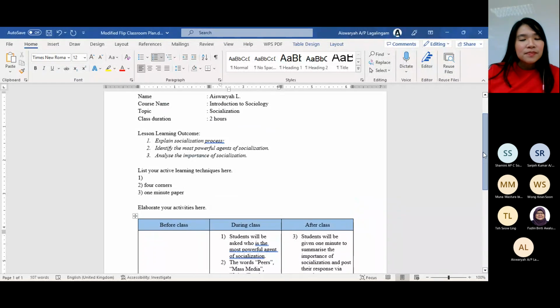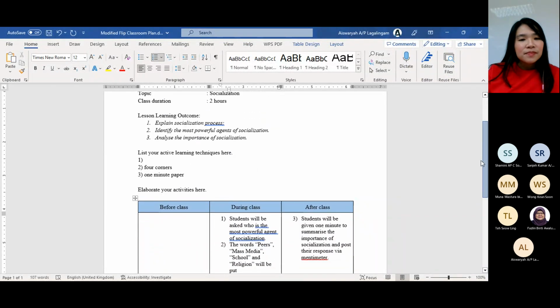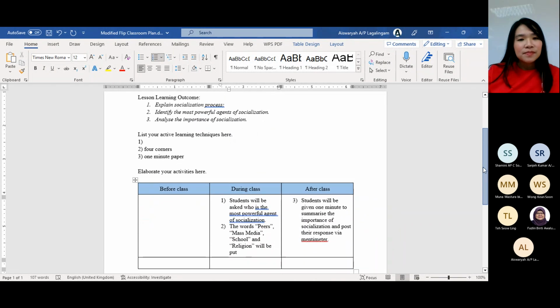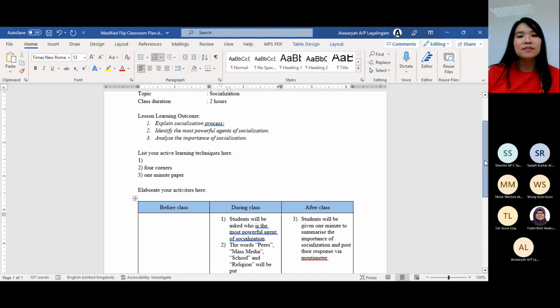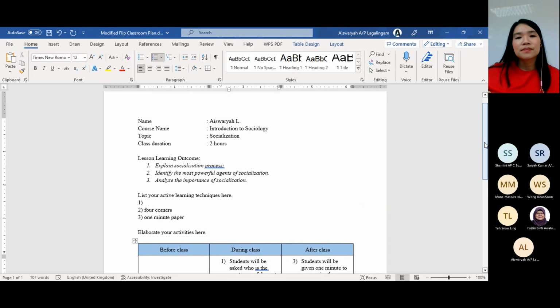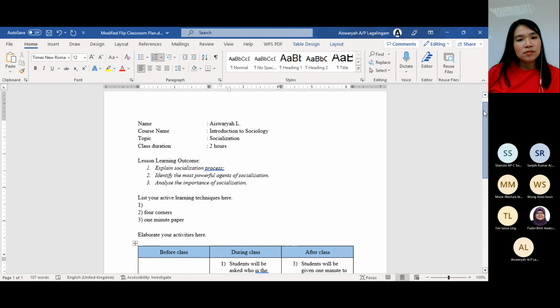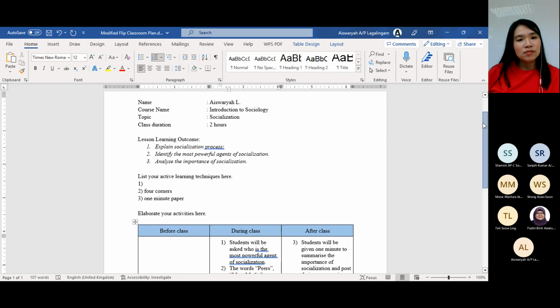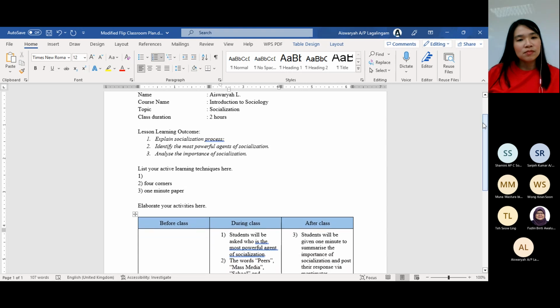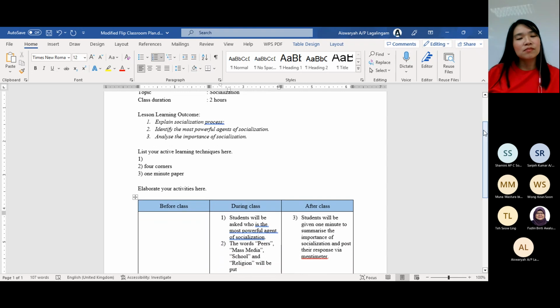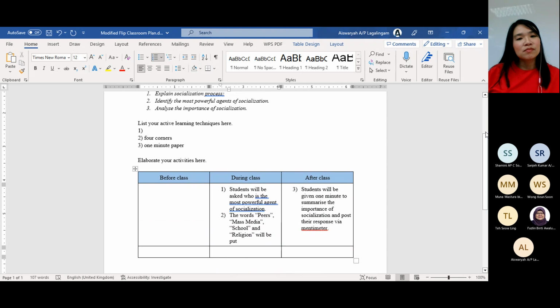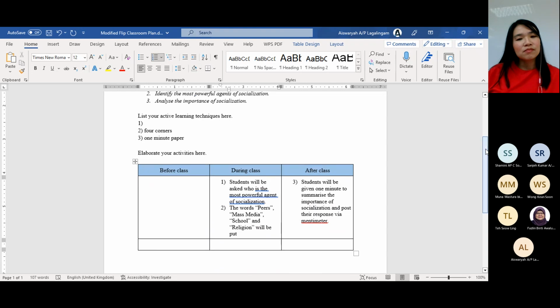Okay, so I only managed to list two active learning techniques. I've only got to think about these two. So this is for my class of Introduction to Sociology. And the topic that I've chosen is on socialization, and the class duration is 2 hours. So I've listed the learning outcomes there. And the two active learning activities that I've chosen are 4 Corners and 1 Minute Paper.